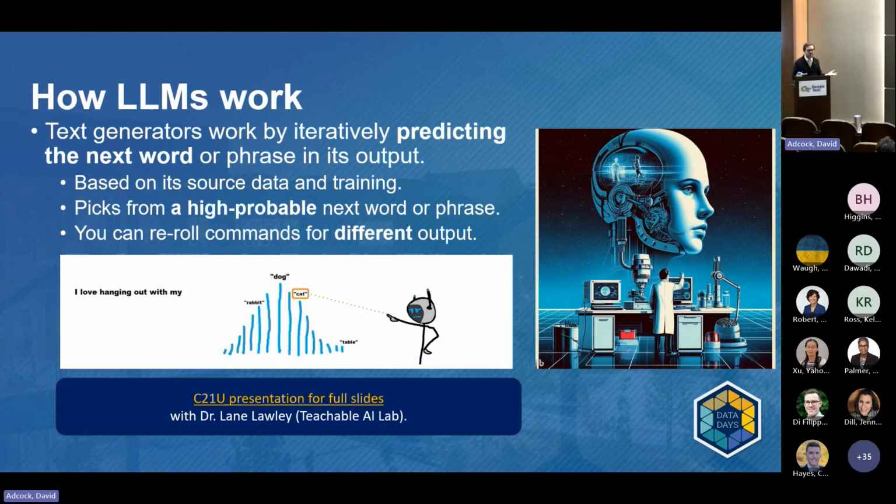And so that's what it's doing. It's taking all that data in, determining that when people say, I love hanging out with my pet, there's going to be likely a word after that called dog, cat, rabbit. Probably not a lot of examples of table. And for more information, my group, C21U, had a good presentation with Dr. Lane Lawley that talked about how generative AI and large language models work under the hood.